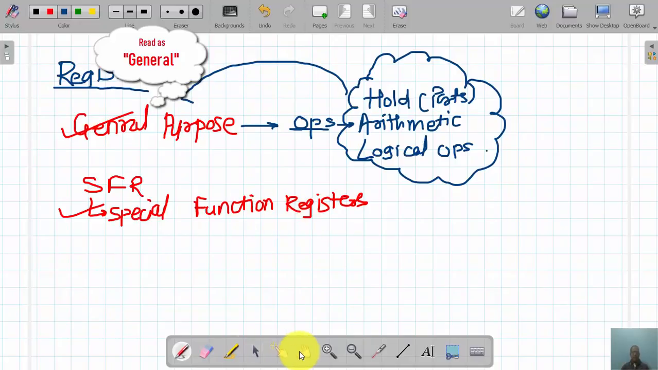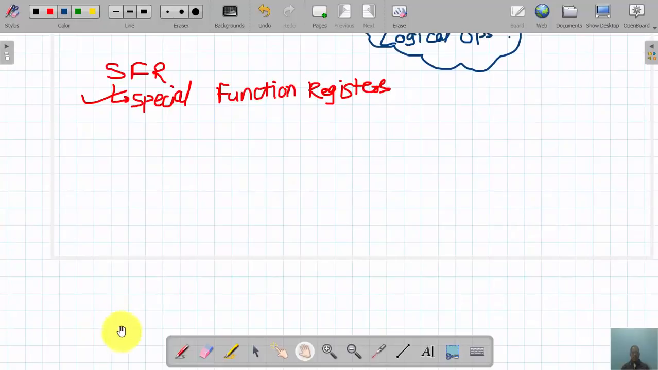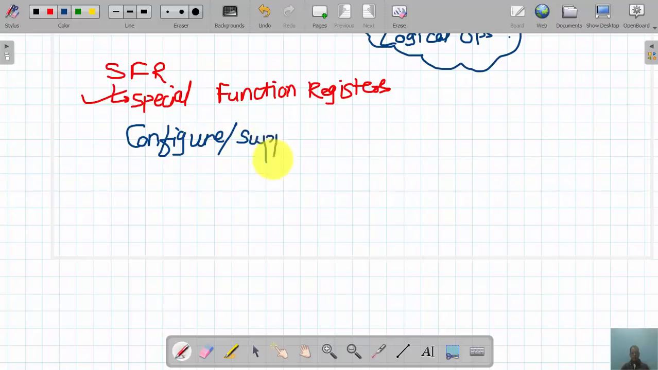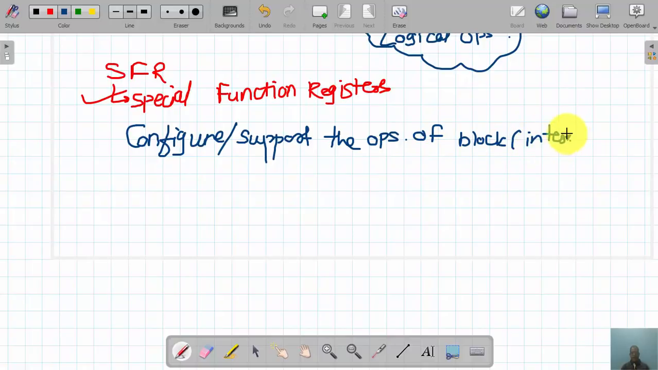Whereas, what are the special function registers? These are purely used to configure or support the operations of the different internal blocks, the internal blocks which are present in the 8051 microcontroller. So these are basically used to support or configure the operations of internal blocks. Now, which are these internal blocks?